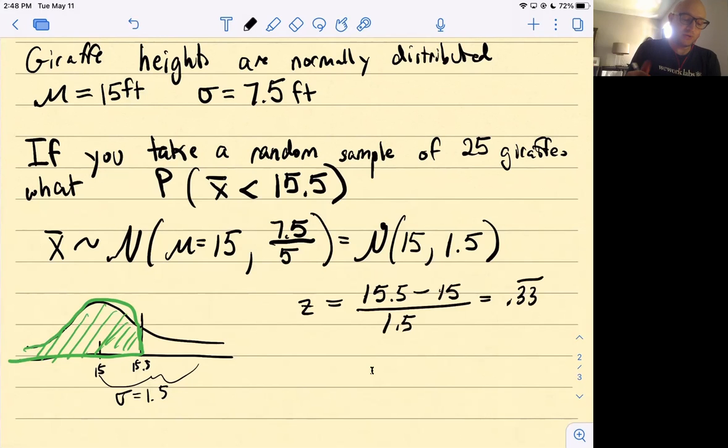You definitely need to do the square root. Yeah. Divided by the square root of 20.